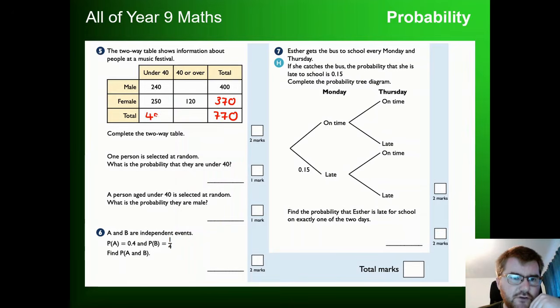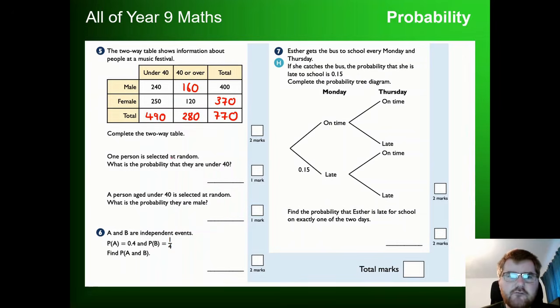This is 490. Difference between 240 and 400, that's going to be 160, and then that will be 280. And now I'm going to double check here. So 490 plus 280, yeah, that gives me 770. So always double check and work in a different direction to make sure you got all the answers.